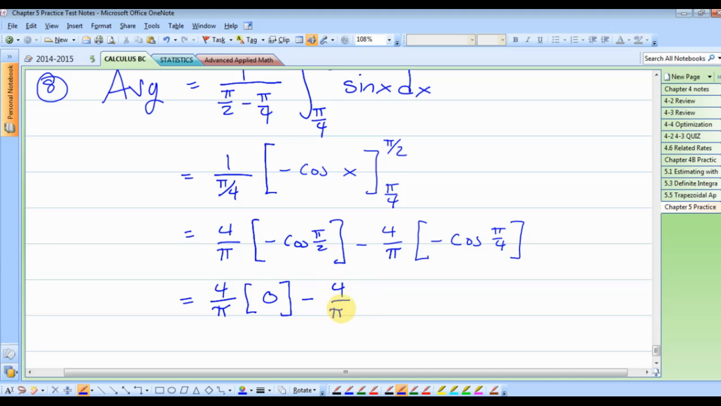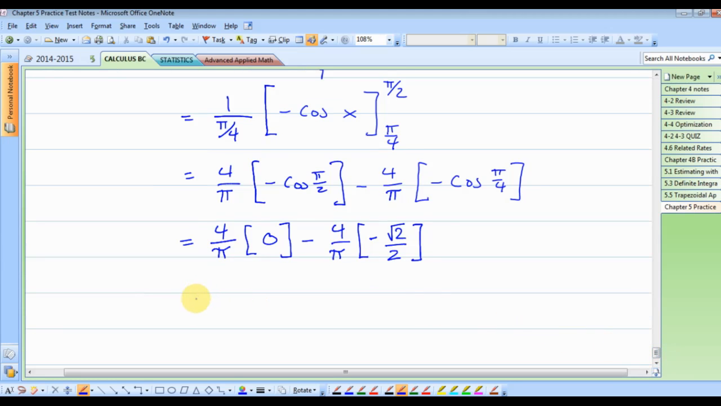minus 4 over pi. Gosh, it's a good thing that you memorized that unit circle. Pi over 4, the x coordinate is root 2 over 2. Therefore, the average equals 4 root 2, no, 2 root 2 over pi. Two root 2 over pi. Yes.